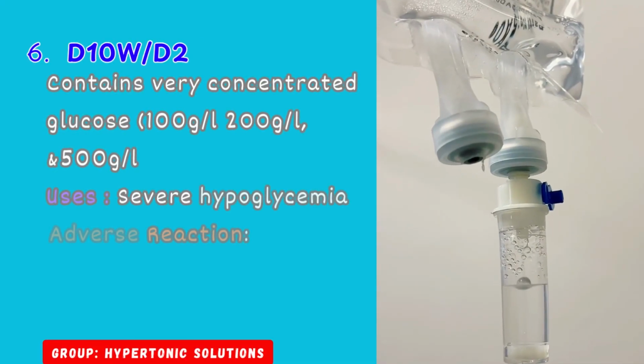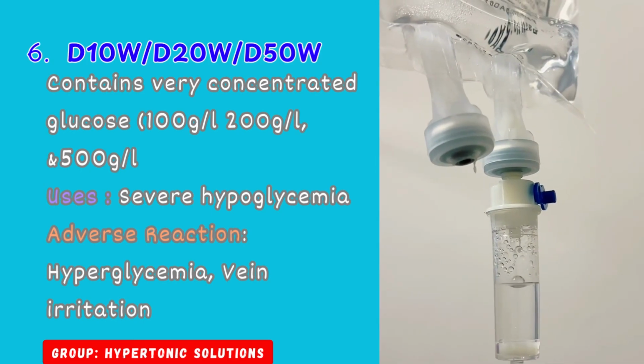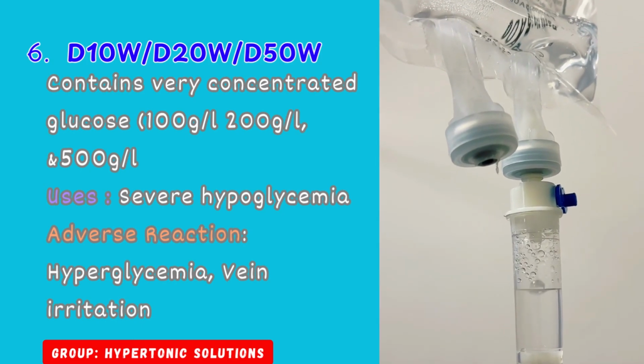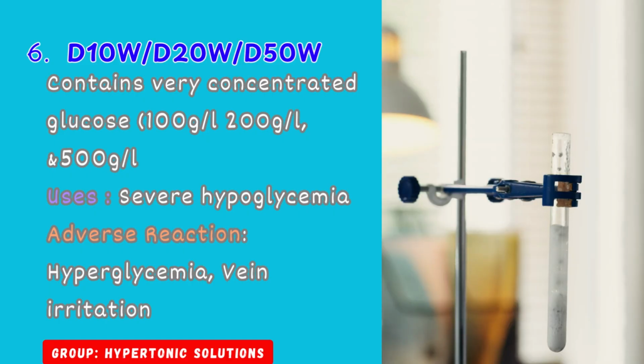Number 6, we have dextrose 10% in water, dextrose 20% in water, and dextrose 50% in water. These are classified all together because of the high glucose concentration, and it is mainly used for severe hypoglycemic patients, and likely adverse reactions could be hyperglycemia or vein irritation also.